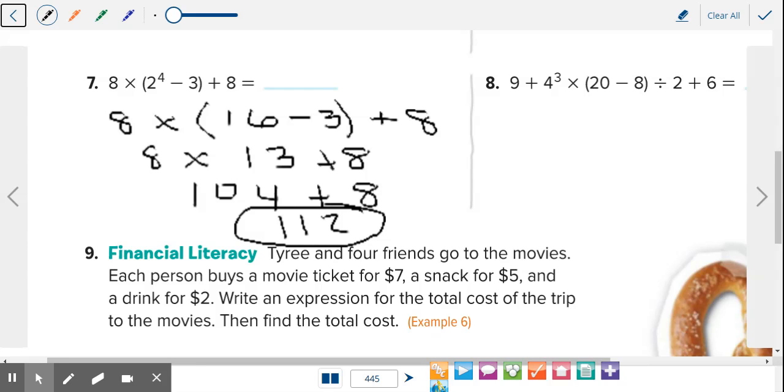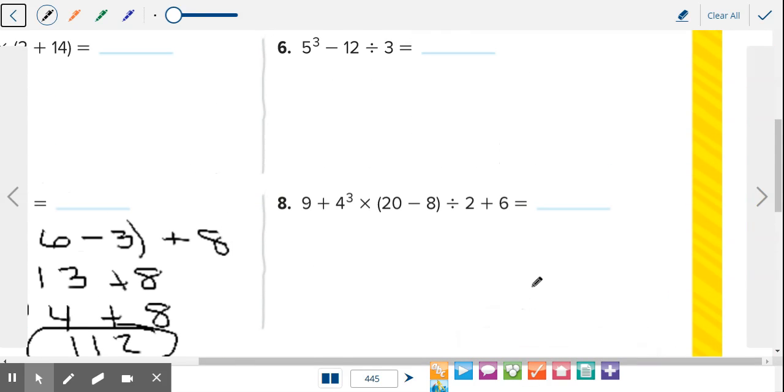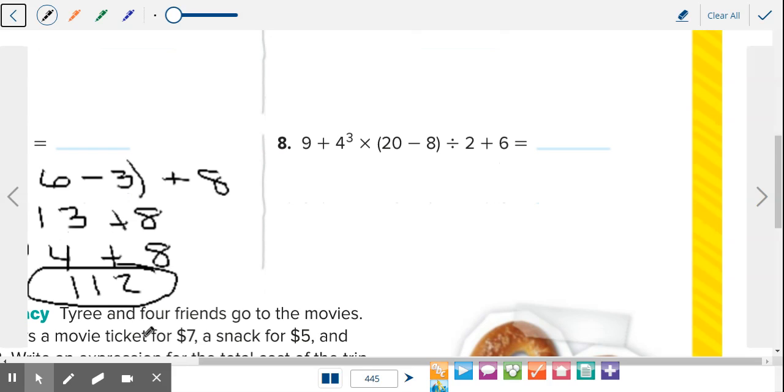Guys, as long as you're writing it out and keep copying it and writing it and doing it step by step, you will be fine every time. As long as you follow that order of operations, you have to follow it to a T. Now, number 8 is a very long one. It can get kind of confusing. This is why I'm telling you have to write them out.